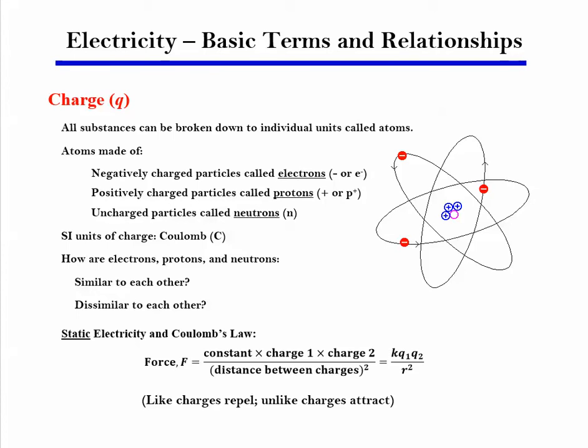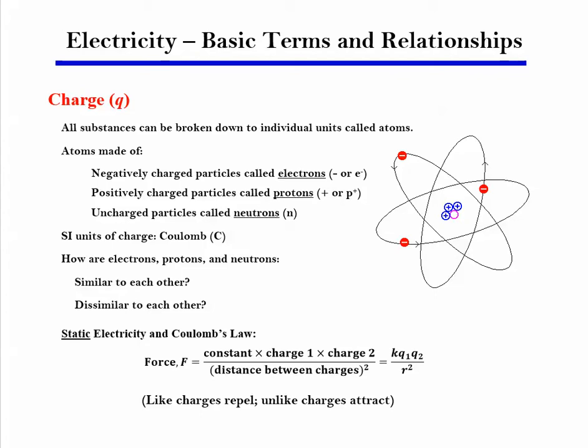Well, today we're going to discuss some basic electrical terms and relationships. The first term is charge, i.e. electrical charge, and it's symbolized by the letter Q. All matter can be broken down into individual units called atoms. The building blocks of the atoms are then composed of three types of particles, two of which have charge.